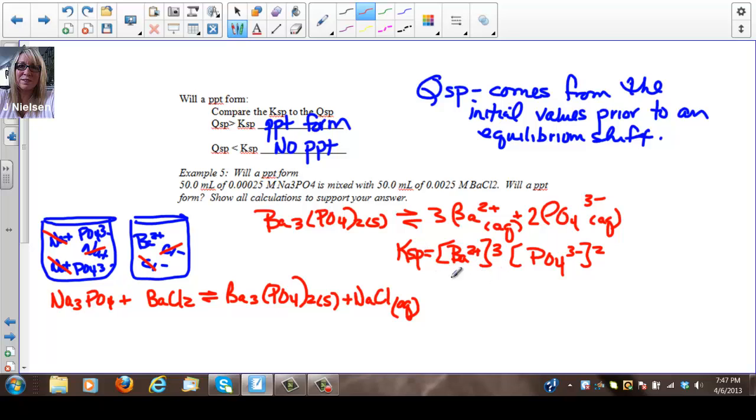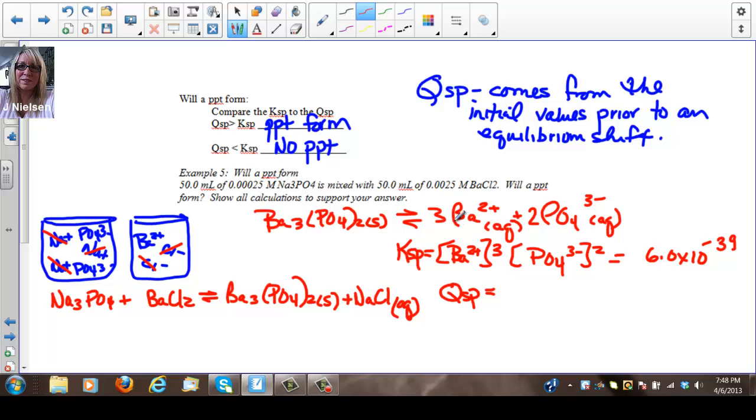The Ksp for this is going to, well, actually, we need to know if a precipitate forms. So we're not actually solving for Ksp right now. We're solving for Qsp. Let me backtrack. The Ksp of the barium phosphate, if we look up on page A24, is 6.0 times 10 to the negative 39. So we have to calculate the Qsp so that we can compare it to the Ksp.